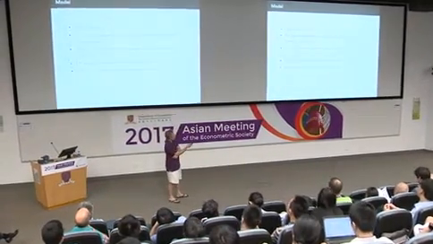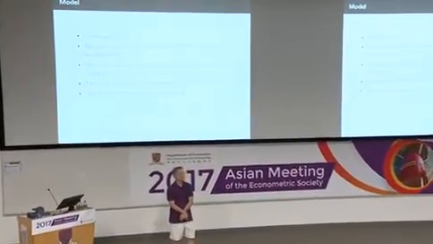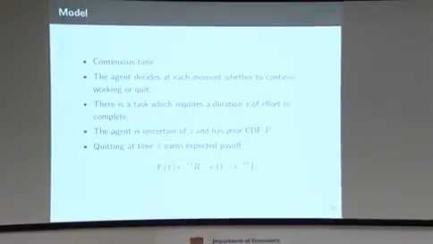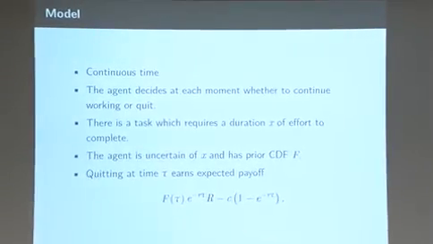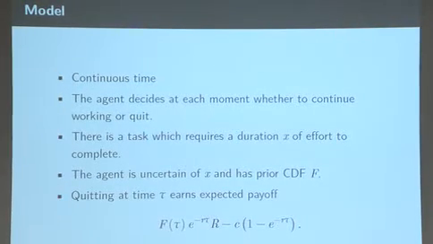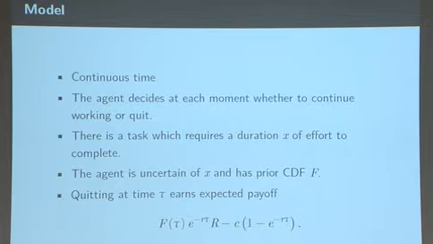And there's a random variable x which determines how much effort is required to complete a task. When the agent has completed the task, if he does, he's going to earn a reward r. And all the while that he's working, he's going to incur a flow cost of c. The agent starts with a prior belief, this is the uncertainty I was talking about, f, about the random variable x. And therefore, if the agent quits at a time tau, then with probability f of tau, he will have completed the task.